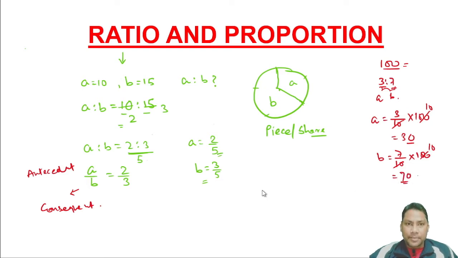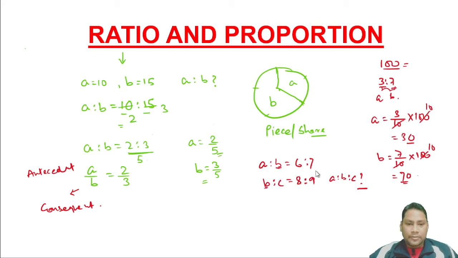Now what is the method to get the combined ratio if the ratio is given in different parts? Likewise, A is to B is given as 6 is to 7 and B is to C is given as 8 is to 9. Then find A is to B is to C. For finding A is to B is to C, one thing is common, that is B.